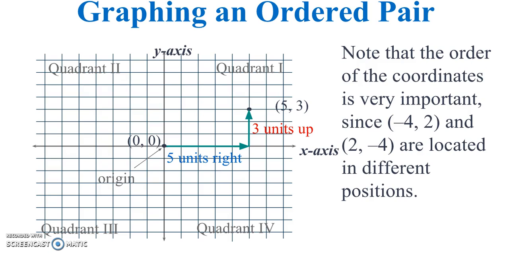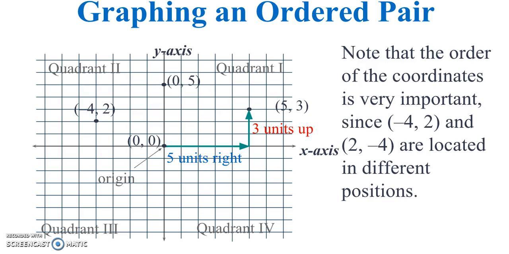So remember, quadrant 2 is a negative x with a positive y, and quadrant 4 is a positive x with a negative y. Here's an example. So in quadrant 2, we have a negative 4. So I went 4 units to the left, and then I went a positive 2 units. So 2 units up, I end up in quadrant 2.